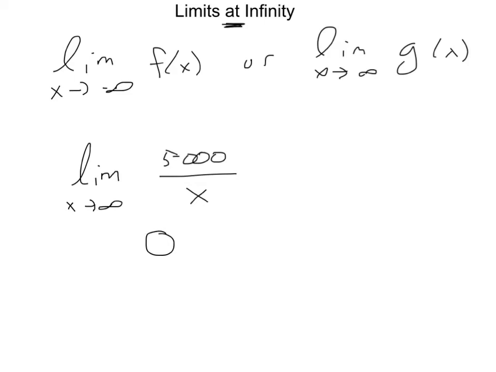I really see a lot of these problems as battles. This is the battle between 5,000 and x, and x is going towards infinity. Dude, infinity wins, right? 5,000 divided by infinity, we're done.